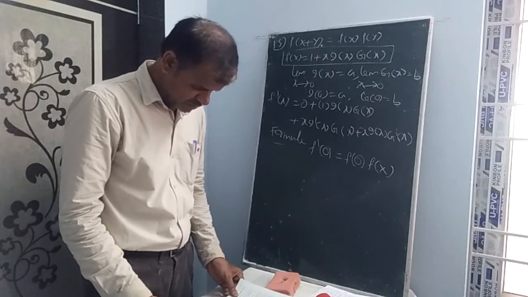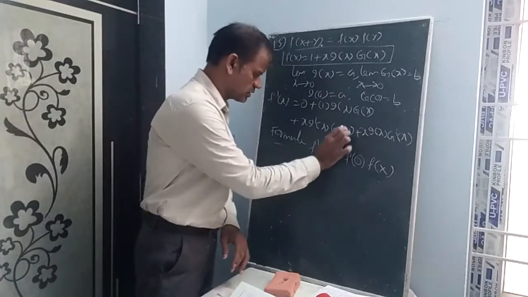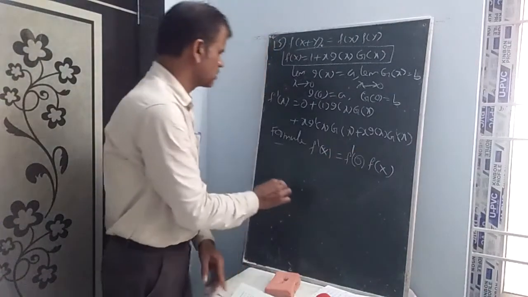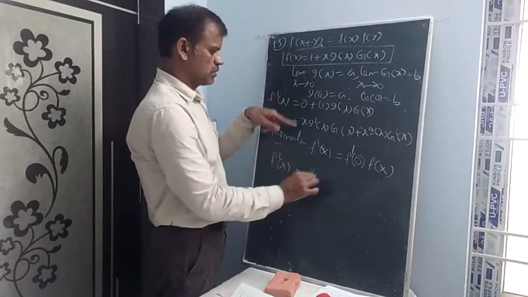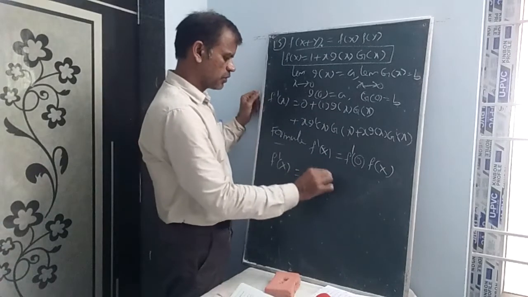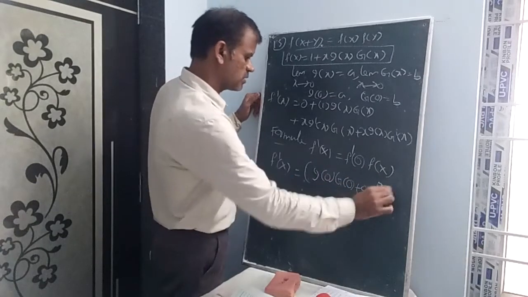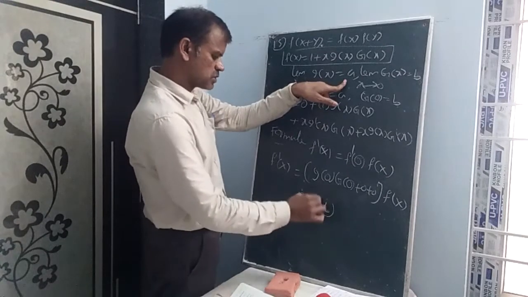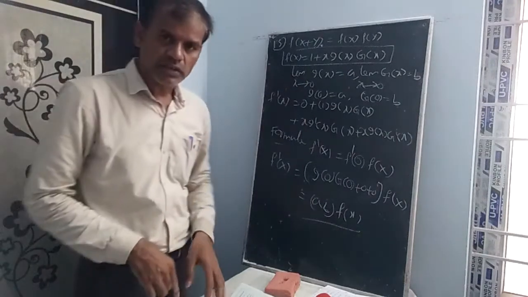f dash of x is equal to f dash of 0 into f of x. Yes. So f dash of x: substitute here f dash of 0. What is f dash of 0? Substitute here: g of 0 into capital G of 0 plus all zeros into f dash x into f of x. So g of 0 is small a and this is small b, into f of x. So ab into f of x is the right answer.